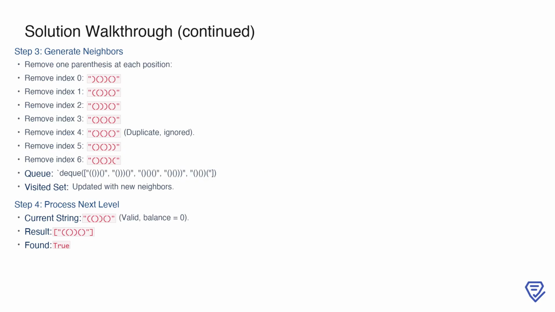Next, we generate neighbors by removing one parenthesis at every possible position in the string. This creates new strings like, and others. We ensure no duplicates are added by checking the visited set, and we add valid new neighbors to the queue for further exploration. Then, we process the next string in the queue, which is. Checking its validity, we find that it maintains a balance of 0 throughout, making it valid. This string is added to the result list, and we update the found flag to true, signaling that we've located at least one valid result.